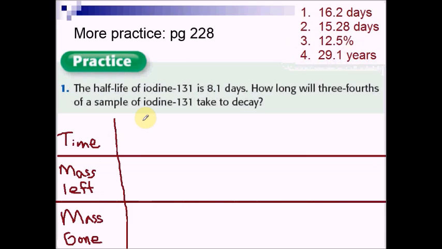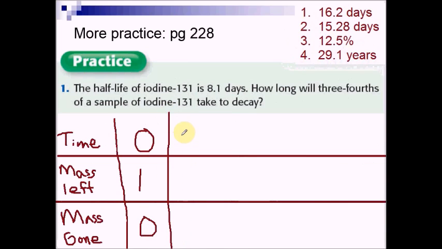Okay, so for number 1, of course, I'm going to set up a little timeline chart. This is different, again, because it asks for a fraction here. How long will 3/4 of a sample take to decay? So we don't know the actual mass that we started with, but let's say, again, we're going to start with time 0, and at time 0 we have 100% of the mass left. All the mass is there, 0 of it is gone.